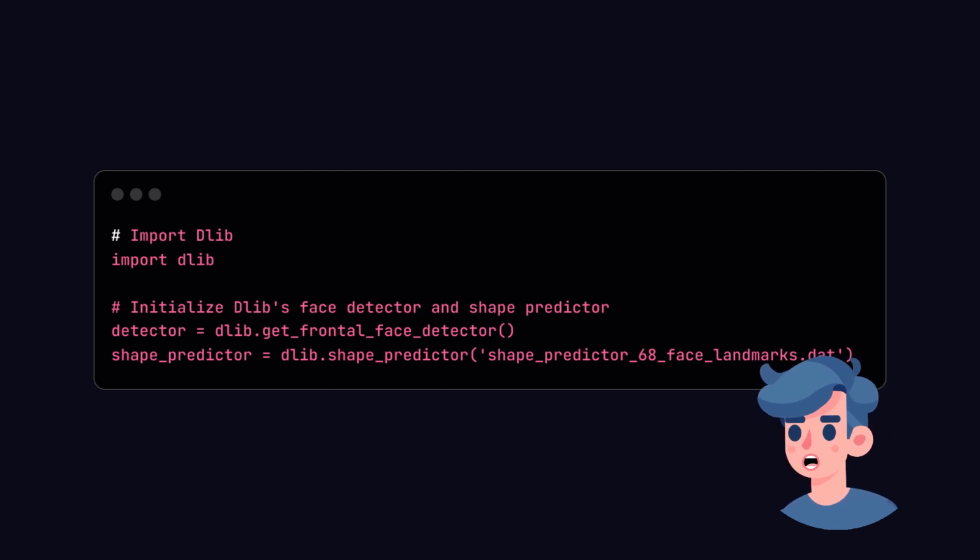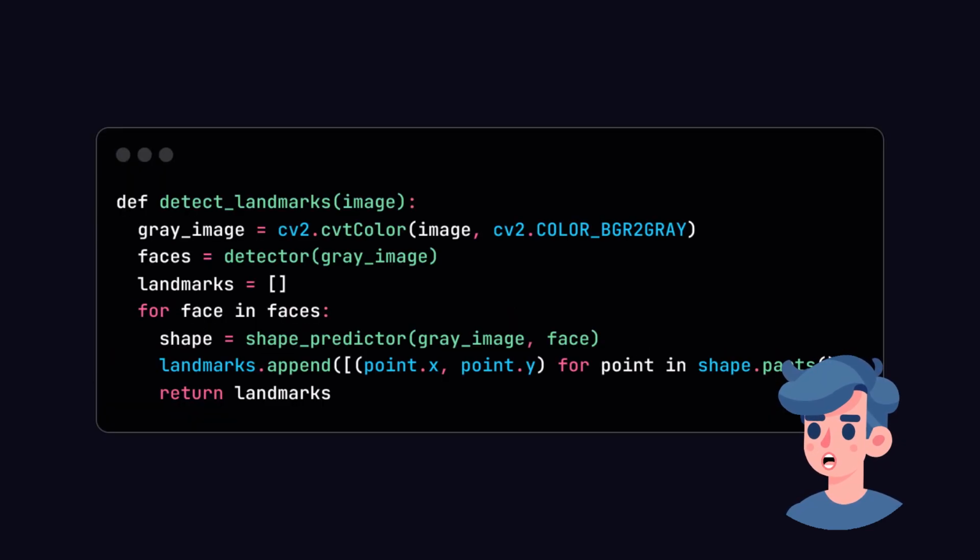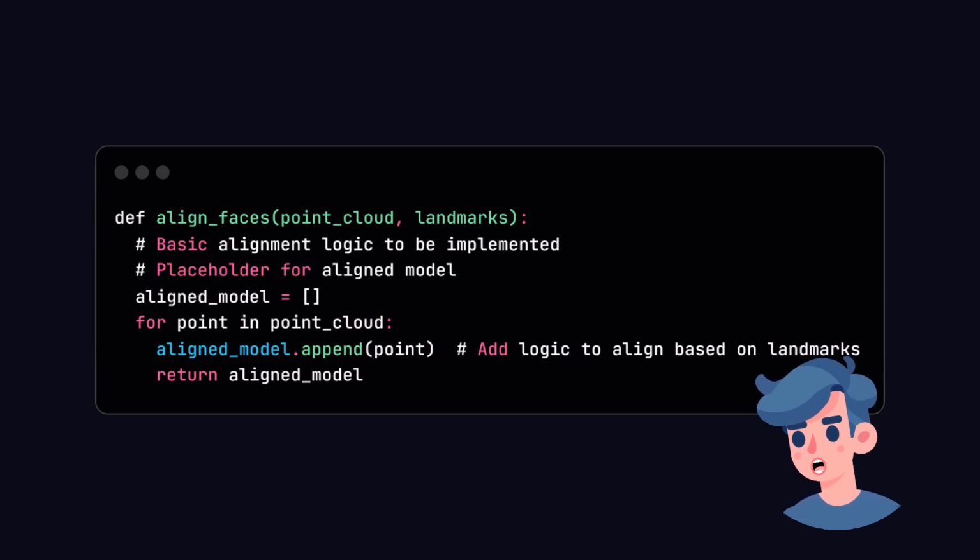Next, let's discuss how to use Dlib for face detection and recognition. Dlib provides a powerful toolkit for machine learning and is particularly well-suited for facial landmark detection, which is crucial for aligning faces in 3D. The next step is to load an image and detect facial landmarks. This will help us map the coordinates of the face onto the 3D point cloud we previously created. Let's integrate our point cloud data with the facial landmarks detected. This will allow us to align the 2D features of the face with our 3D model.